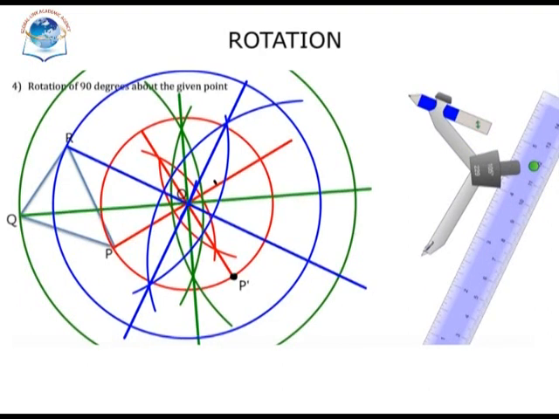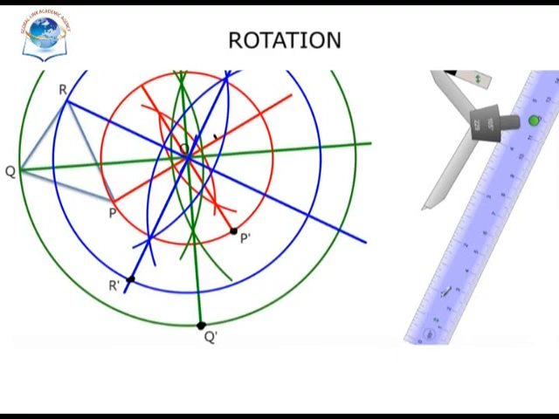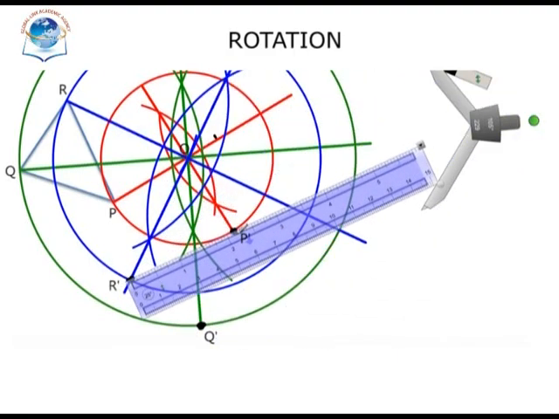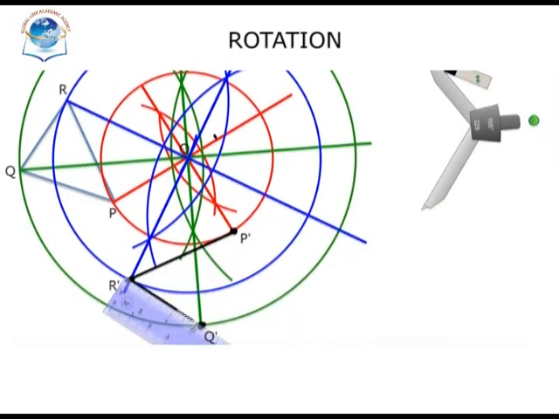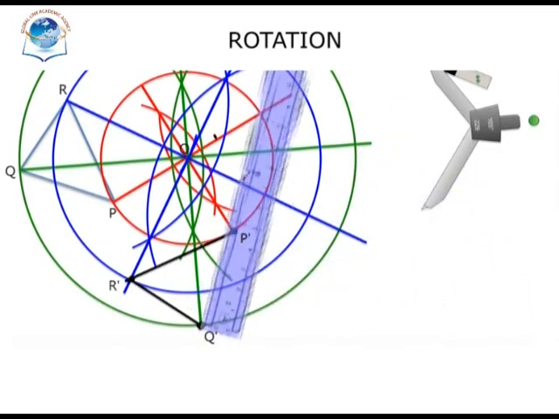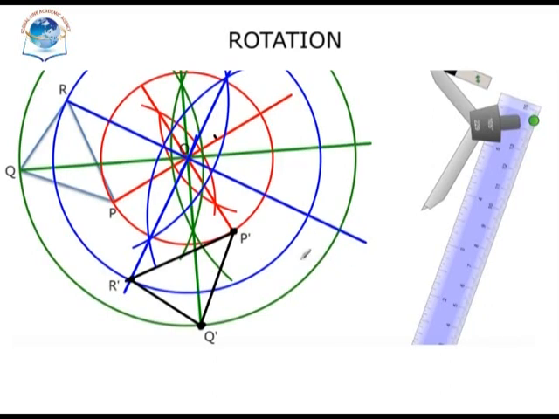(90° counterclockwise). This point comes here, and that's R prime. Now I will simply join the 3 points. And this is the figure. And so the blue triangle has been rotated positive 90 degrees about the center O to become the black triangle.